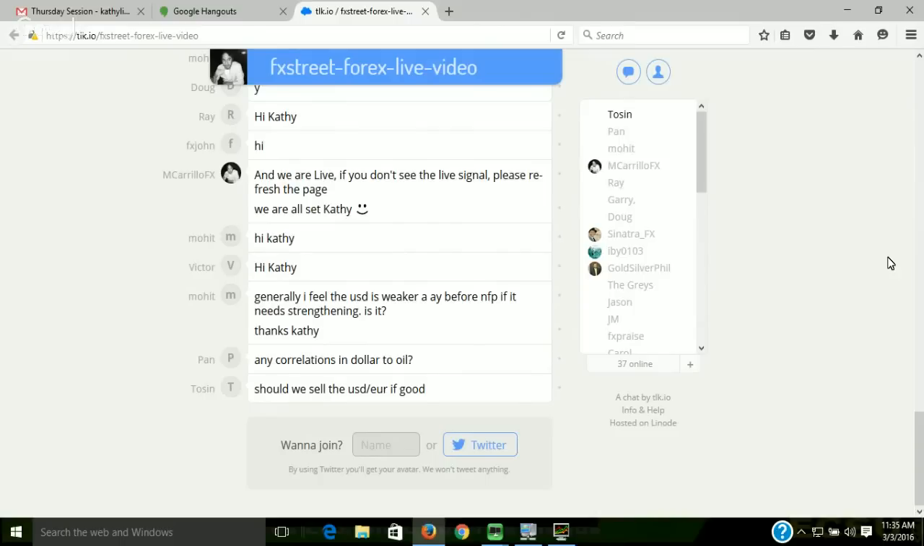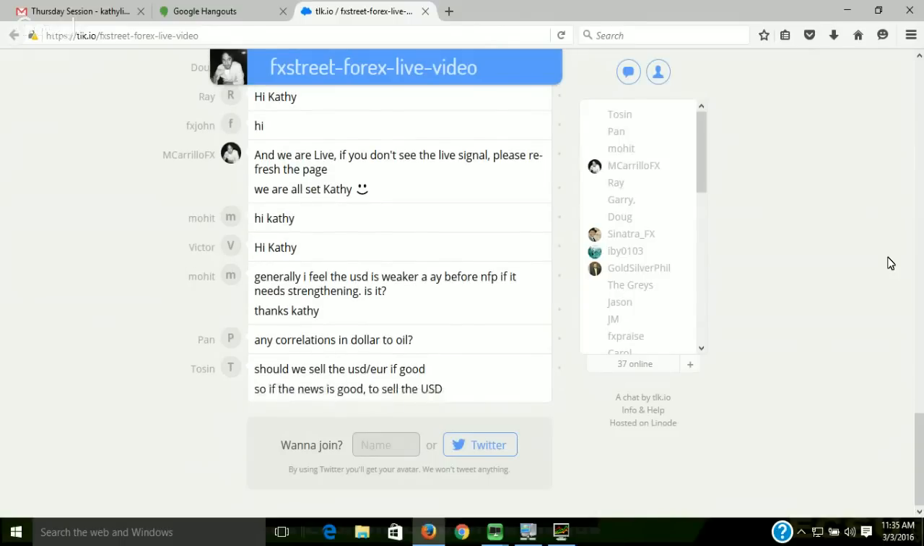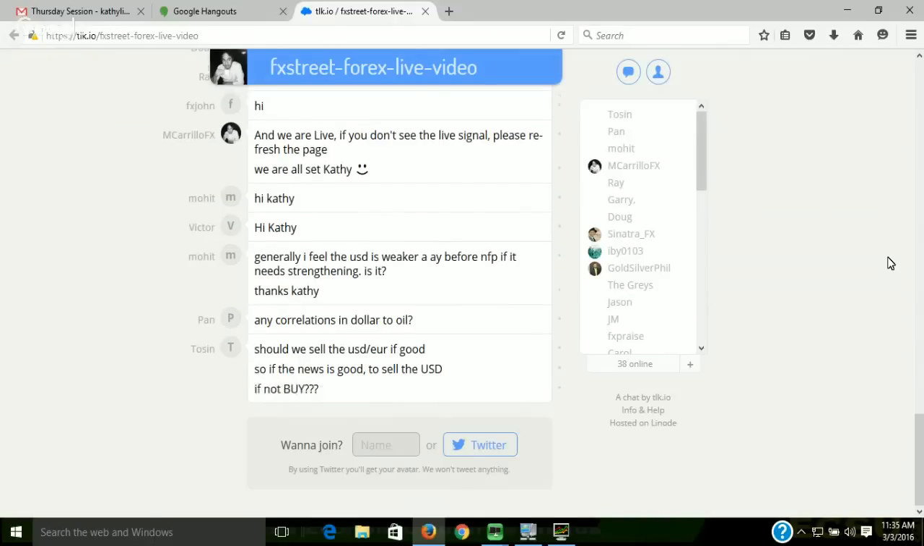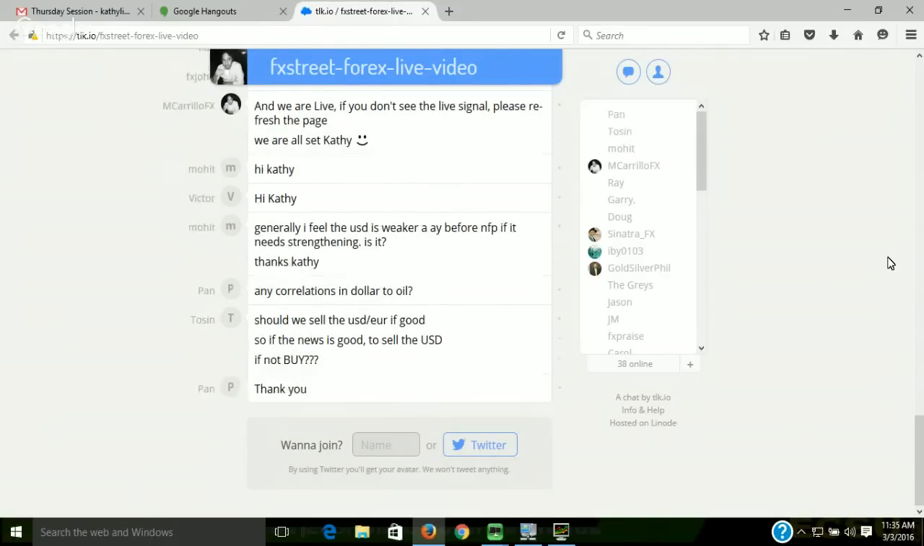So if the news is good, sell the dollar. No, if the news is good, you want to buy the dollar. I don't know what you're asking, Tossin. If the news is good, you want to buy the dollar. If news is bad, you want to sell the US dollar.